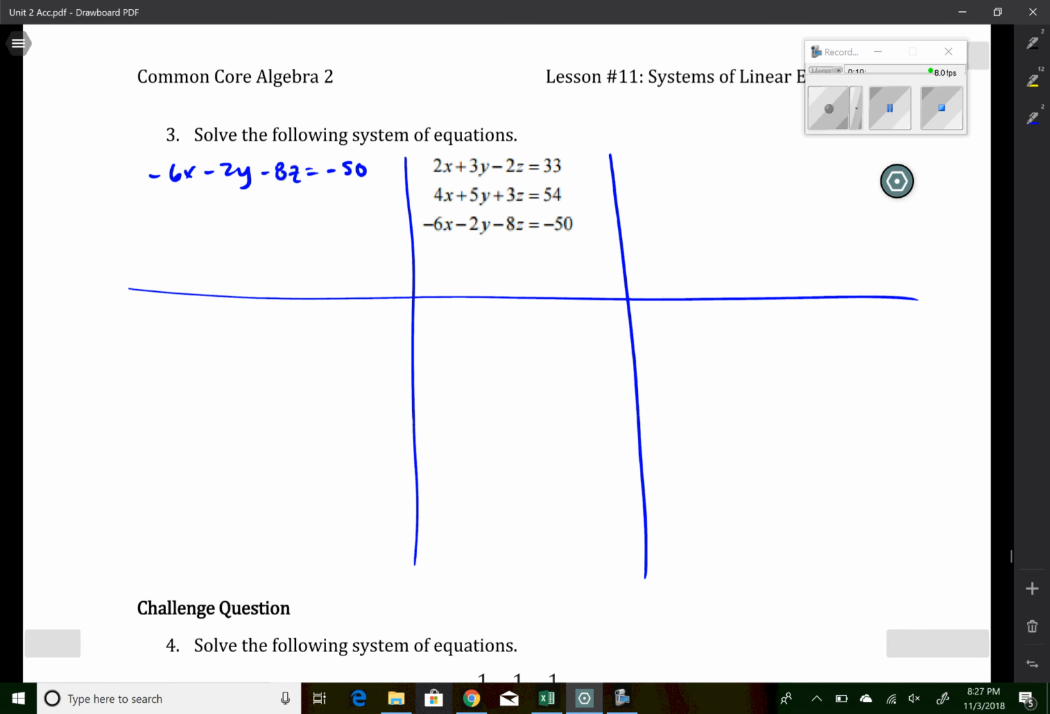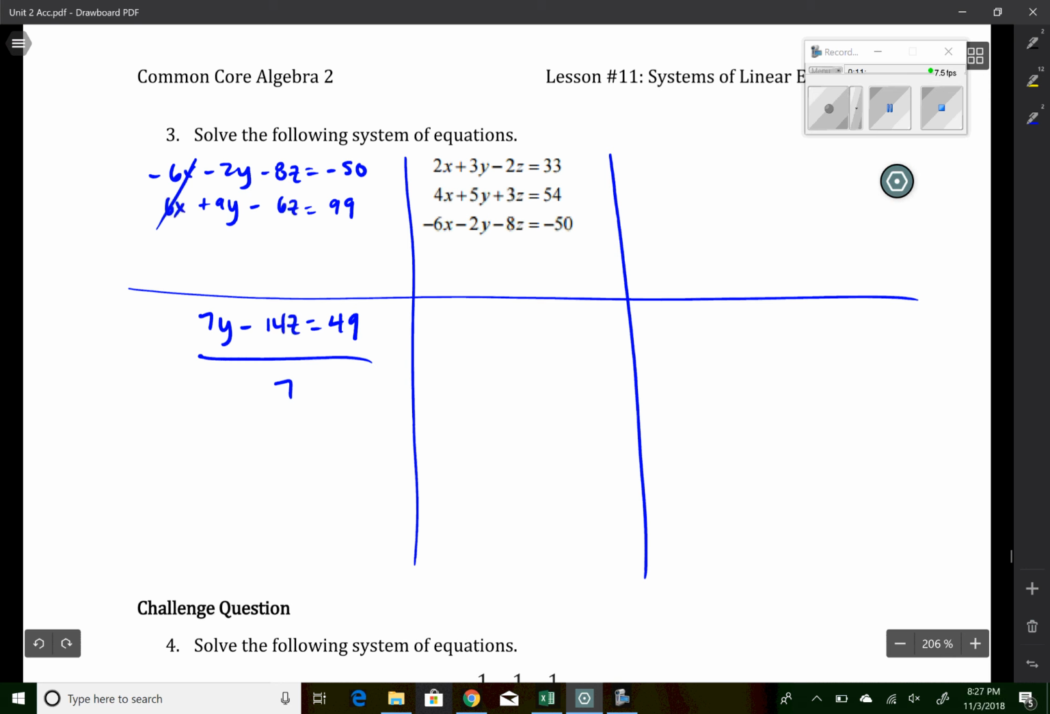If I multiply the first equation by 3, I would get 6x plus 9y minus 6z equals 99. X's cancel, and I have 7y minus 14z is equal to 49. And if you're real smart, you see that all of those have a common value of 7, so that equation can be simplified to y minus 2z equals 7, making the number smaller. Do you have to do that step? No, but it might help, so I'm going to do it.